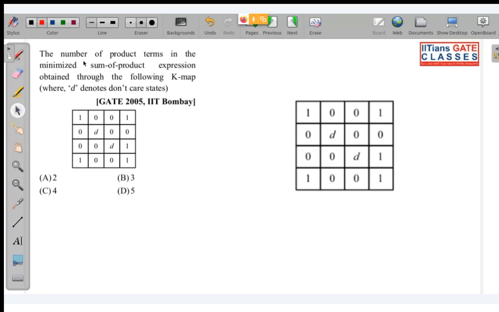So what is the question over here? The number of product terms. What do we mean by product term? In the minimized sum of product. They have already written minimized sum, so product term means minterms, and sum terms mean maxterms. So the number of product terms in the minimized sum of product expression obtained through the following Kmap, where D denotes don't care states. So you need to find the SOP for this one.